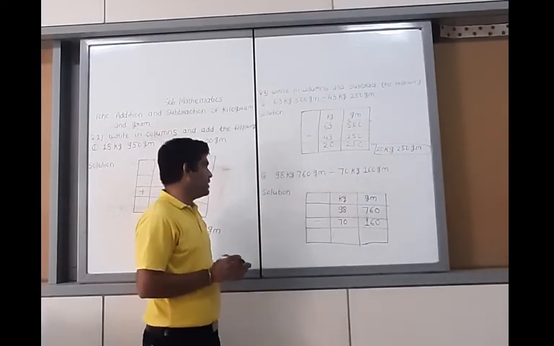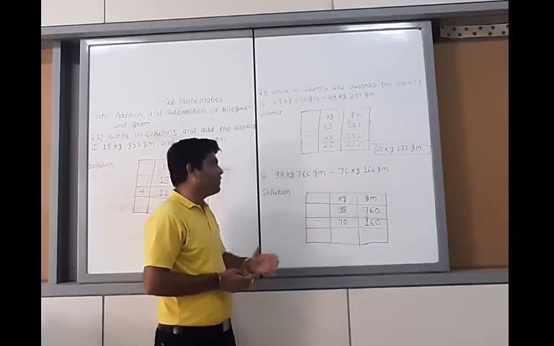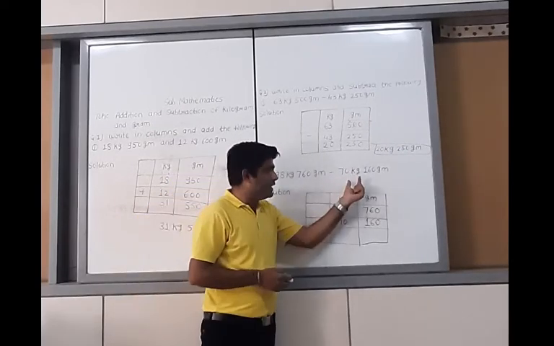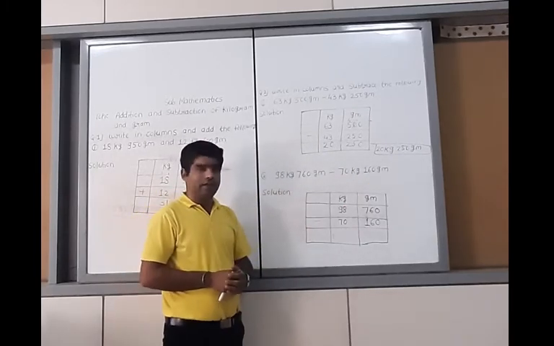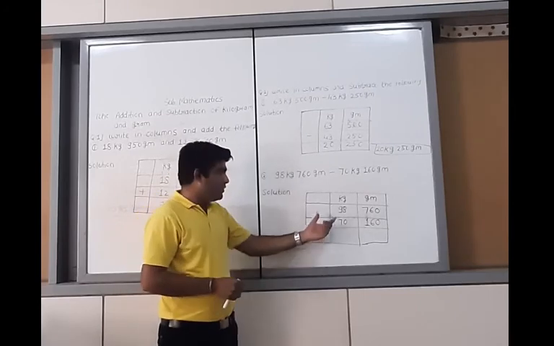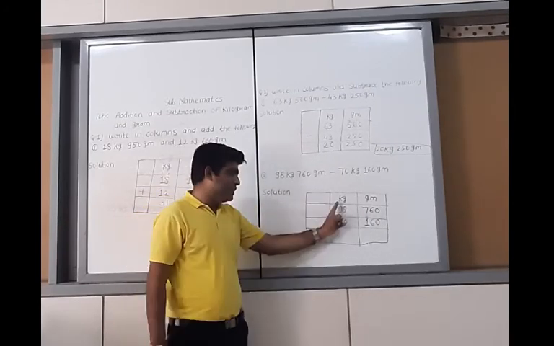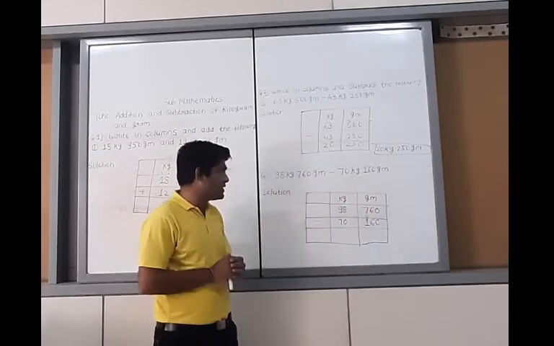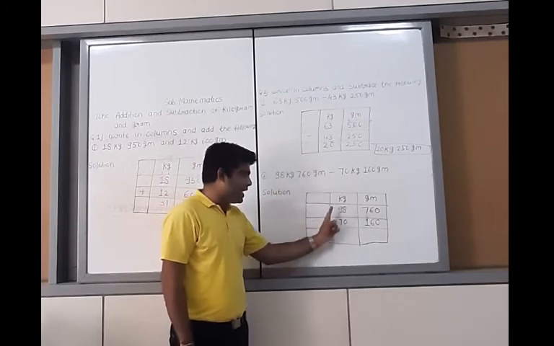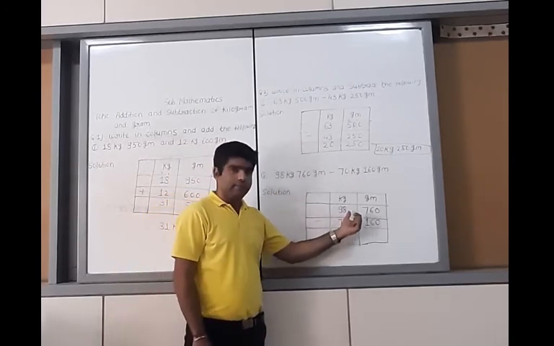And next example is 98 kg, 760 gram. You have to subtract it: 70 kg, 160 gram. Now see the example carefully. The solution of the example is what? First of all, we have to draw the column. It means that kg you have to write down on this side, and this is the gram on this side. Same way, if this is 98 kg, it means that 98 we have to write down on kilogram side.